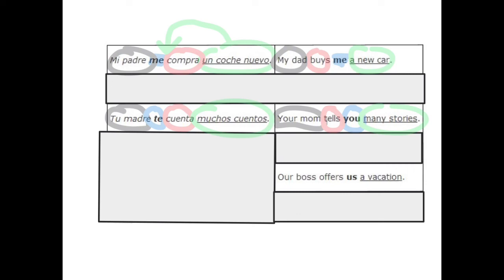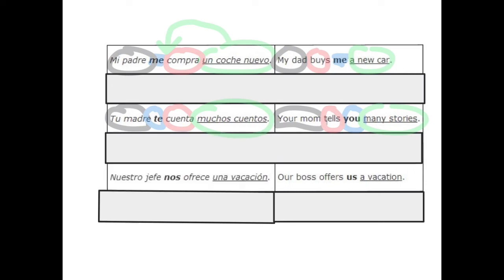Tu madre te cuenta. So the last example is our boss offers us a vacation. So the translation for that, when you put in the indirect object pronoun, would be nuestro jefe nos ofrece una vacación. So the subject is nuestro jefe, which means our boss. Offers is the verb and falls right here because, as mentioned before, the indirect object pronoun us or nos falls in between. And then una vacación is a vacation, which is the direct object pronoun.